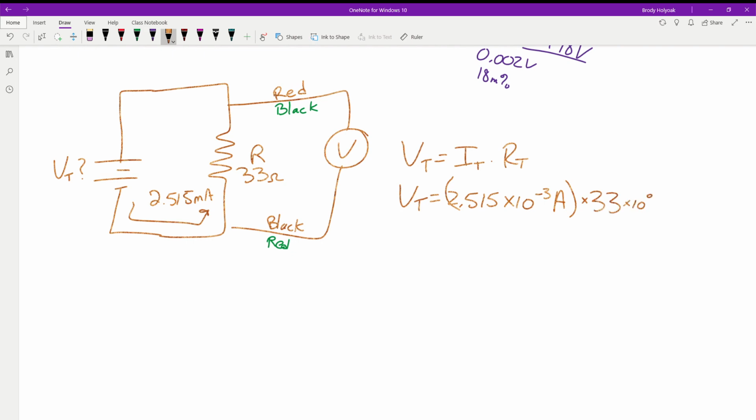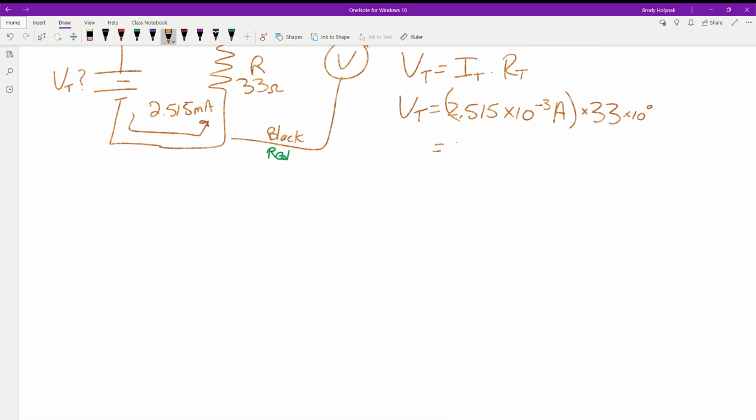Ten to the 0, because anything raised to the 0 power is 1. 0.08145. 415. Okay, and volts.